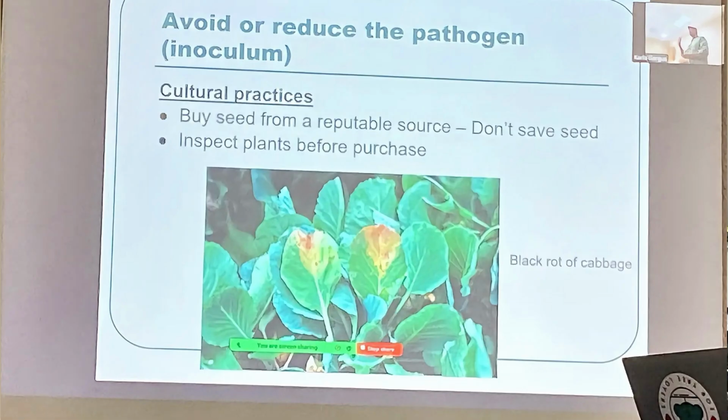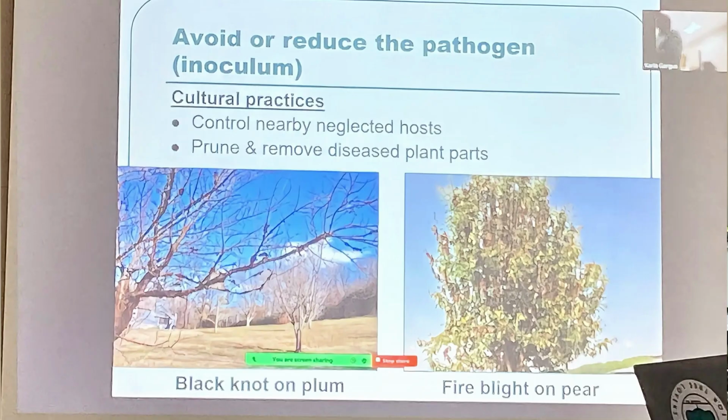Avoid or reduce the pathogen inoculum. Cultural practices: buy seed from a reputable source, don't save seed, inspect plants before purchase. That's black rot of a cabbage. Avoid or reduce the pathogen inoculum. Cultural practices: control nearby neglected hosts, prune and remove diseased plant parts. Black knot on plum, and then fire blight on pear.